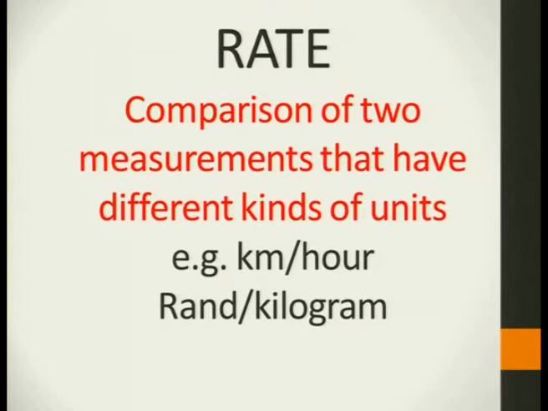Rate is the comparison of two measurements that have different kinds of units. So if we look here, you've got kilometers per hour, and kilometers is a distance and hour is time. So we are comparing these two units with each other. Another example is rand per kilogram. If you go and buy tomatoes or something that you have to weigh, then you might have to pay rand per kilogram. So it's money and weight that you're comparing.